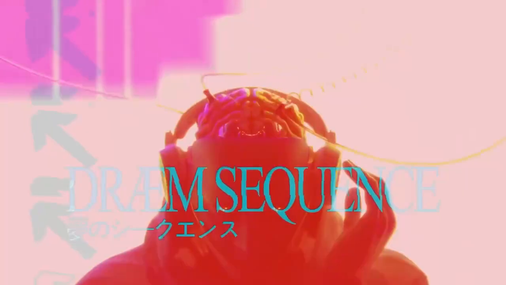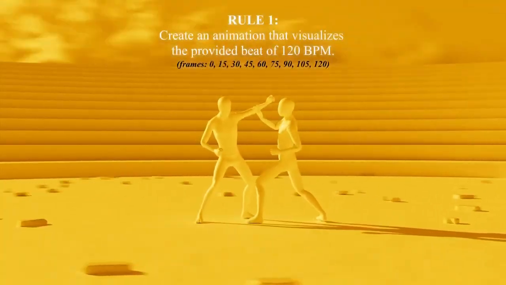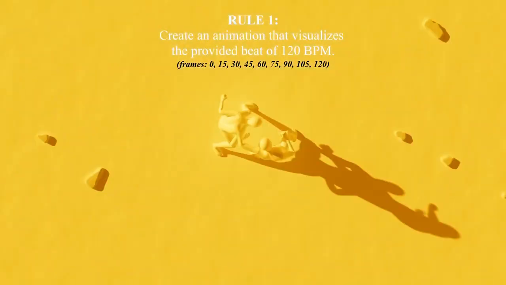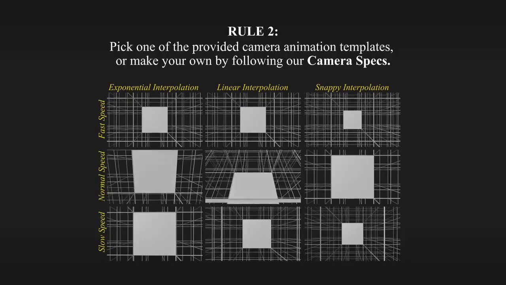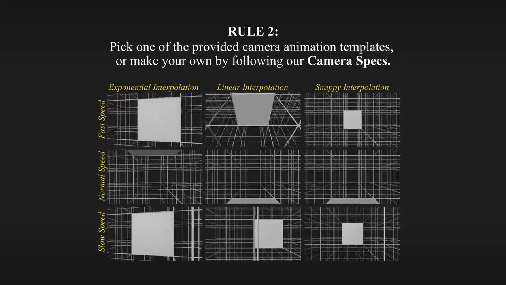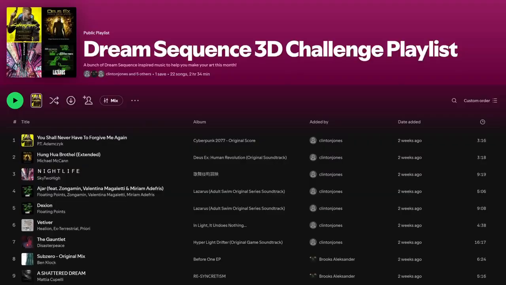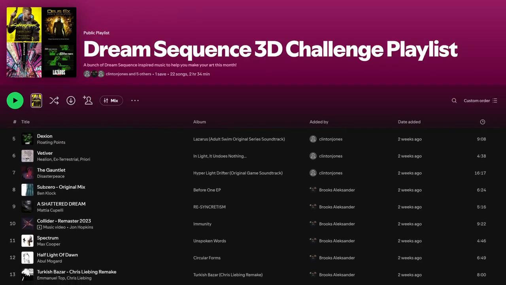where I challenge you to create immersive, concert-style visuals that move, pulse, and evolve to the provided beat by March 1st. This challenge only has 2 creative rules that you'll need to get started. First, create an animation that visualizes the provided tempo of 120 beats per minute. And second, pick one of the provided camera animation templates to create your art from, or make your own by following our camera specs. Now, music is one of my favorite ways to come up with ideas, so we curated this playlist of choice bangers for y'all to get lost in while working this month.